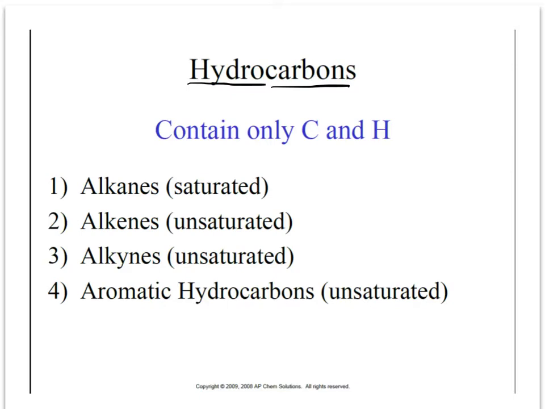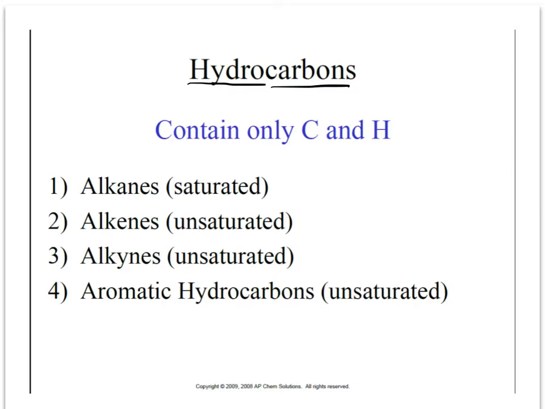So they can be separated as saturated or unsaturated, and there's 4 types of hydrocarbons. The first type is alkanes, and they're the only saturated hydrocarbon. Then there's alkenes, alkynes, and aromatic hydrocarbons, all 3 of which are unsaturated.